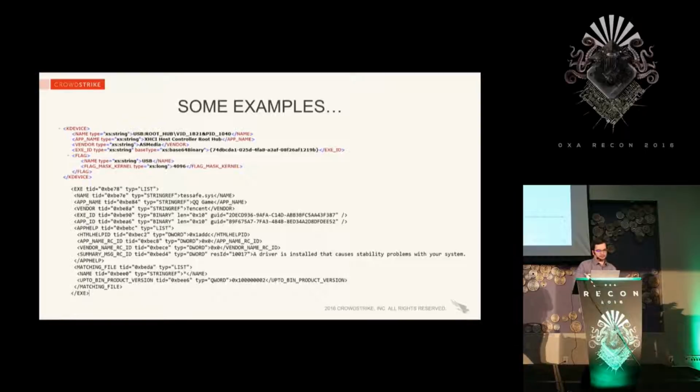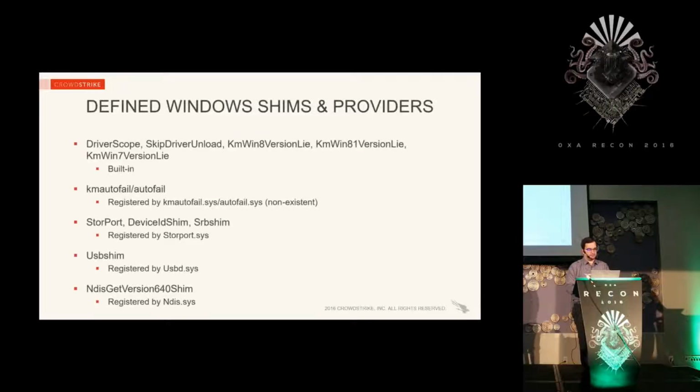It's bad. And later on, if we have time, I'll show you some other examples. Again, these are just from the dump of the SDB database, dumped with SDB to XML, which is that Microsoft tool. So what are the built-in Windows shims and providers if you look at the database?